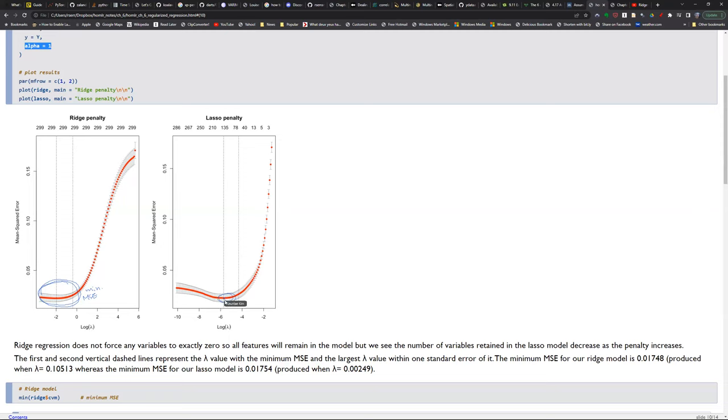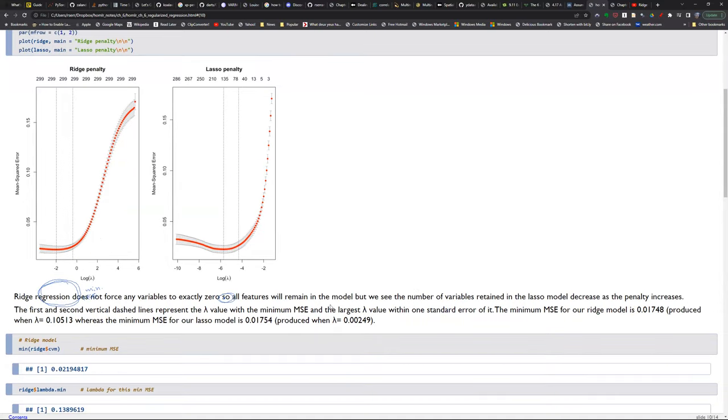And the model will give you the minimum number for that lambda. For example, for the ridge model, the minimum is 0.01748, with a lambda of 0.02. This is the mean square error with a lambda of 0.10513, whereas in the lasso, the mean square error is 0.01754, and it produces a lambda of 0.00249.